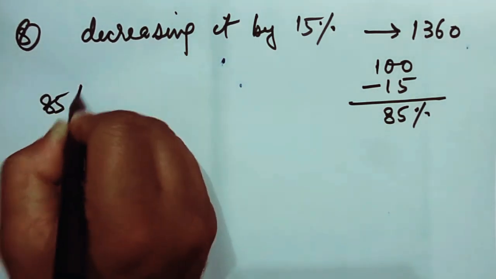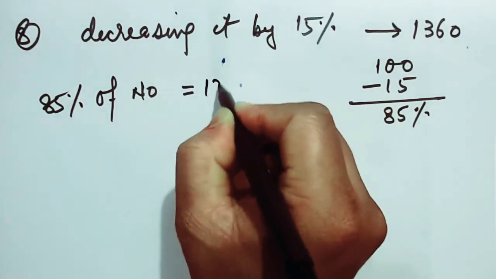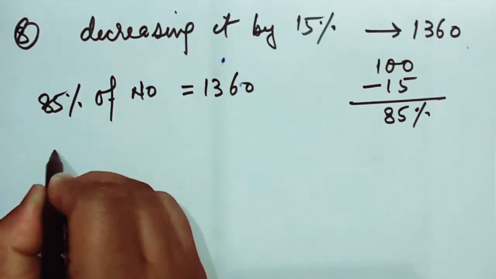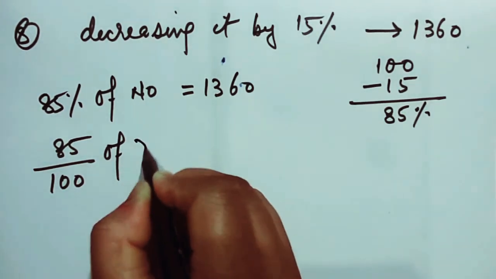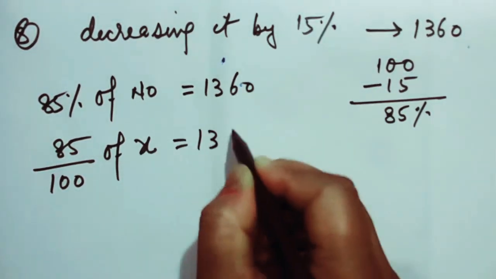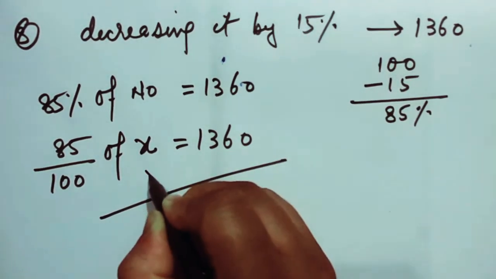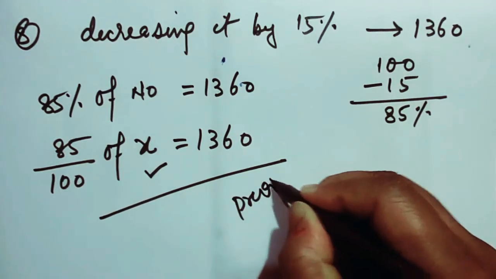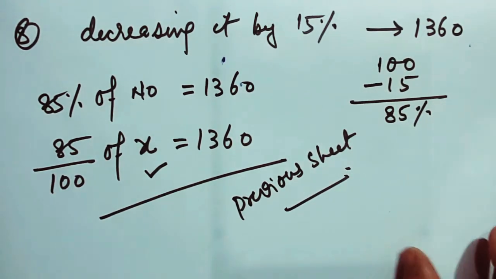Means 85% of the number is equal to 1360. Can't you find this particular value? 85% means 85 by 100 of this number. You can take it as x is equal to 1360. Now, you please find the value of x yourself as we had done in the previous sheet. Okay, one more.